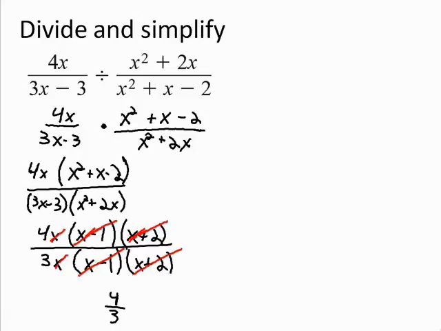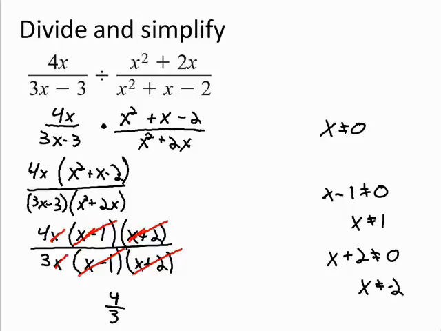This expression has to have the same domain as the original expression. In the original expression, there was an x minus 1 and an x plus 2 in the denominator. So x cannot be equal to 0, x minus 1 cannot be equal to 0, and x plus 2 cannot be equal to 0. For x minus 1 cannot be equal to 0, add 1 to each side. X cannot be equal to 1. For x plus 2 cannot be equal to 0, subtract 2 from each side. X cannot be equal to negative 2. The simplified expression is 4/3, where x is not equal to 0, 1, or negative 2.